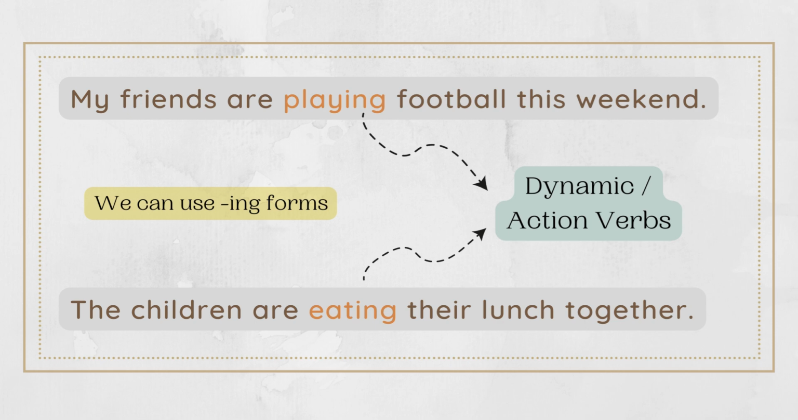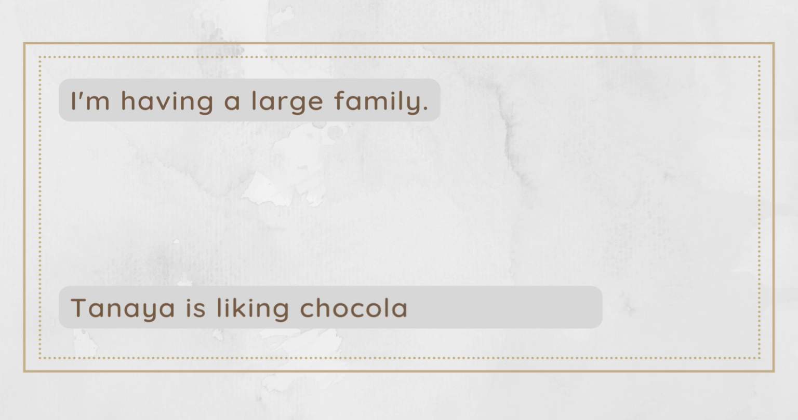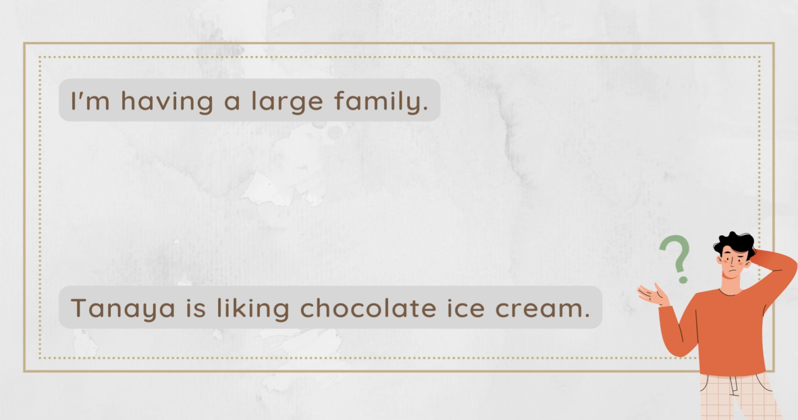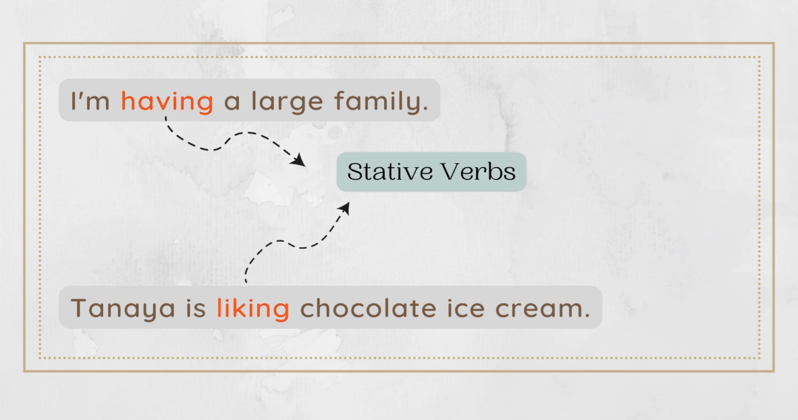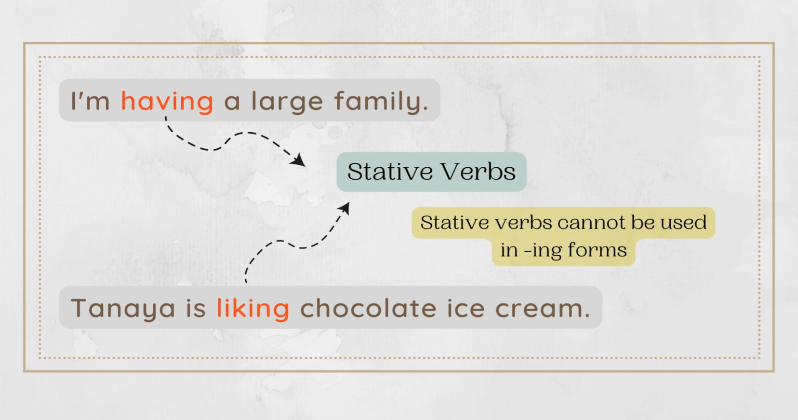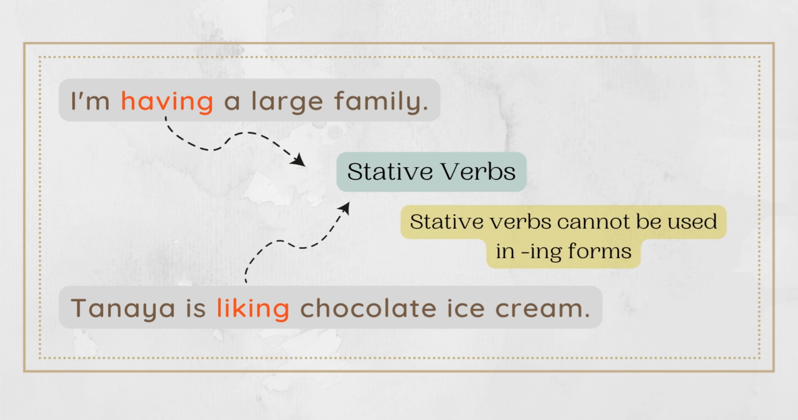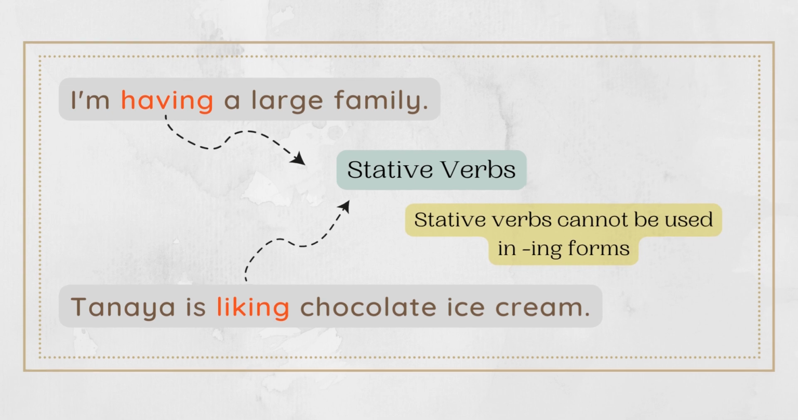Now take a look at these sentences. I am having a large family and Tanaya is liking chocolate ice cream. What do you think about these sentences? Are they correct? No. Both of these sentences are wrong. This is one of the common mistakes that people make by using ing form with stative verbs. Remember the rule, stative verbs cannot be used in ing forms. Don't worry, I will be talking about this again when we learn about the forms of verbs and tenses.